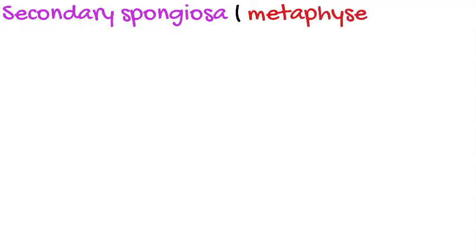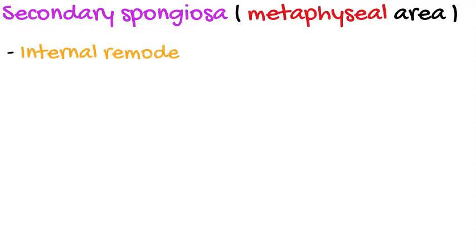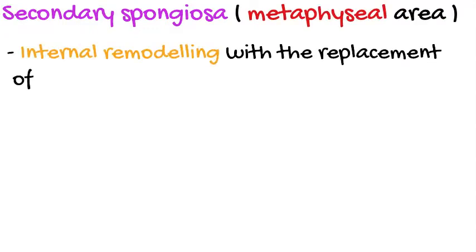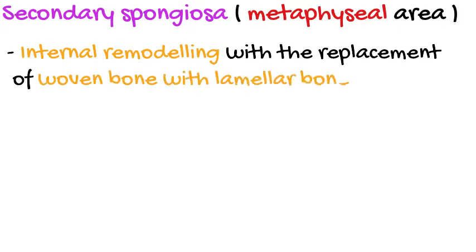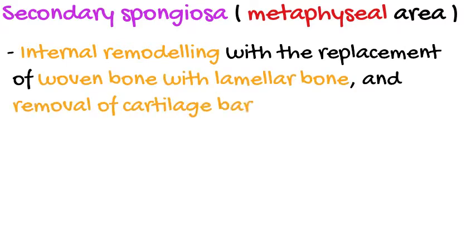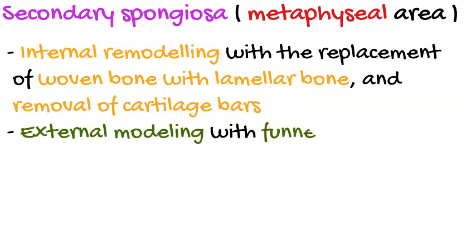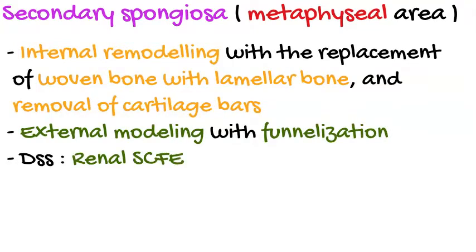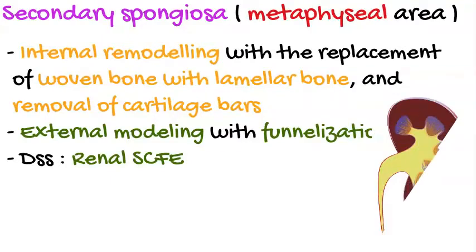In the secondary spongiosa, internal remodeling will occur with the replacement of woven bone with lamellar bone, and removal of cartilage bars also occurs. There is also an external remodeling with funnelization. Diseases that affect this region are renal SCFE, renal slipped capital femoral epiphysis.